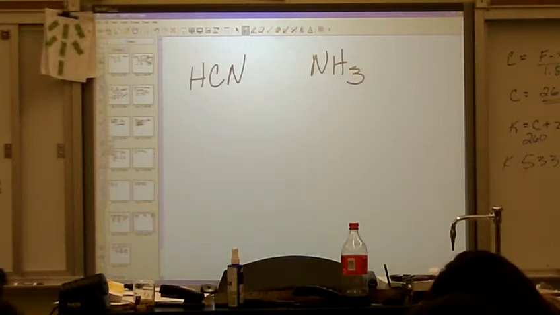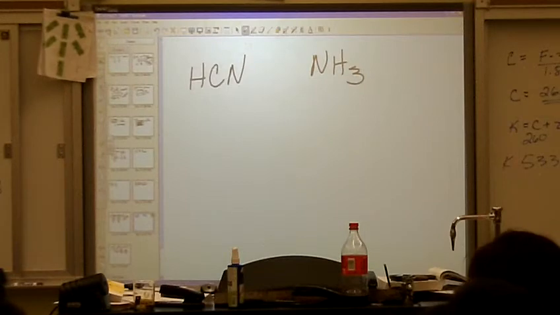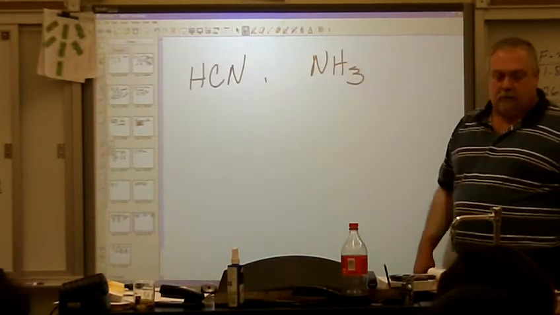So here's my question. Which one of those two is the lightest gas? Is the hydrogen cyanide the lightest, or is the ammonia the lightest? How would you determine that? Formula mass. Good. Now get the formula mass of these two substances.